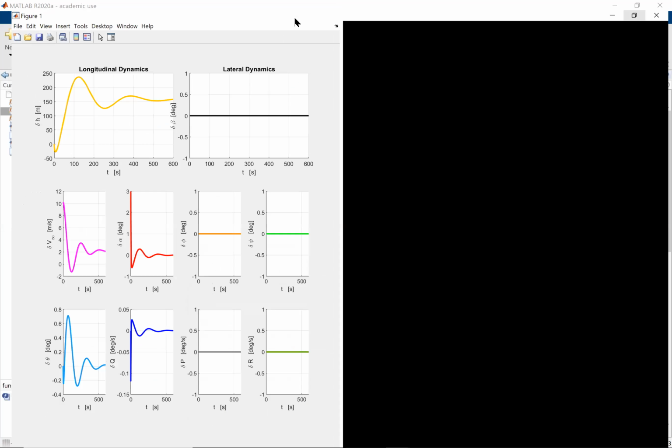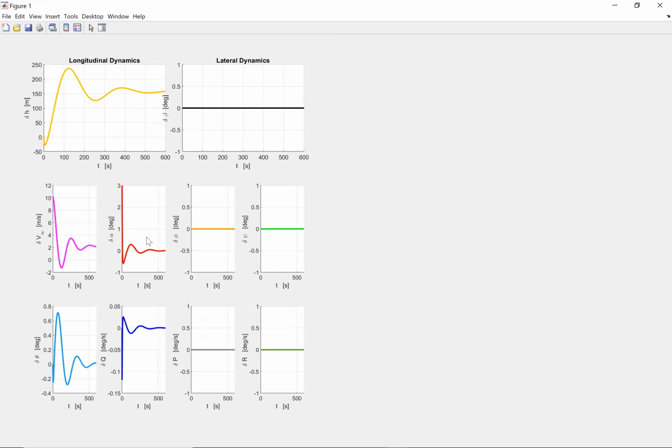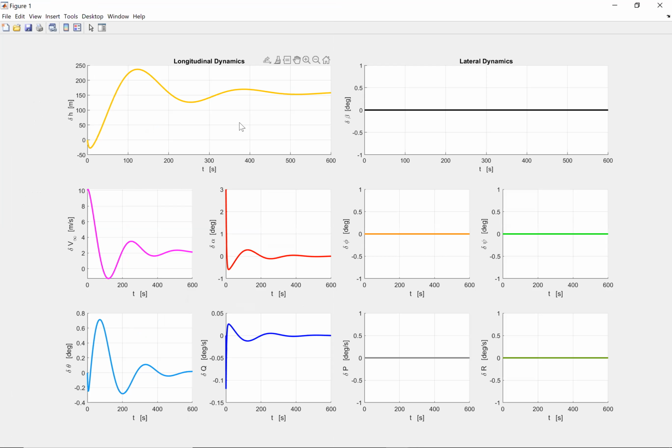And yes, as expected, only the states describing the longitudinal dynamics are affected. There's nothing that goes on in terms of lateral dynamics. So the aircraft just moves pretty much up and down and pitches, but it doesn't move from the XZ plane.